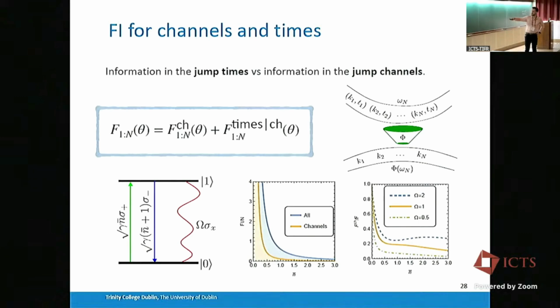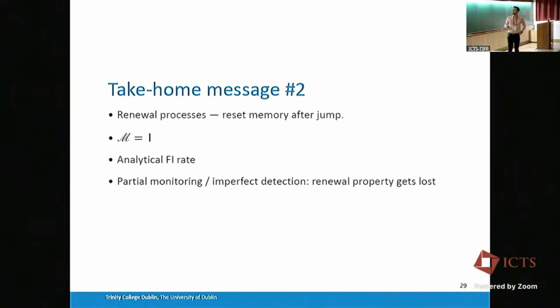Yeah, so this is very high at the beginning. At the beginning, we don't learn much from the time, but we learn a lot from the channel. And as time goes on, we learn more from the times as well. Yeah? Good. That's it for renewal process.